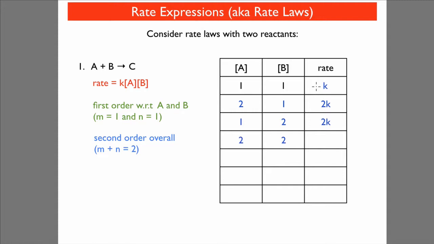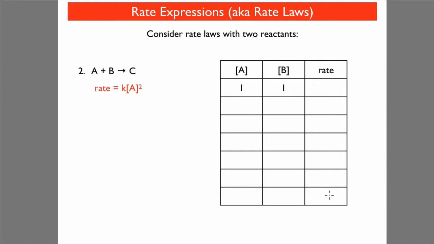2 and 2, so if you have 2 to the power of 1 and 2 to the power of 1, you're going to have 4k, so the rate will be 4k. If you've got 3 and 1, 3 times 1, 3k, 1 and 3, 3k, and if you've got 3 and 3, it would go up to 9k. So if you triple the concentration of A, triple the concentration of B, because they're both first order, the rate would increase by 9 times.